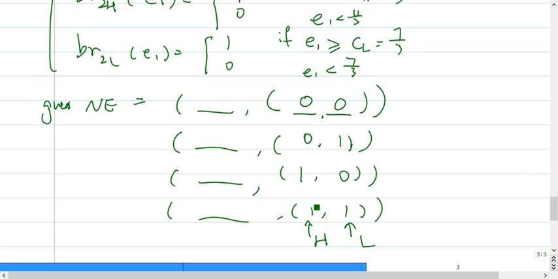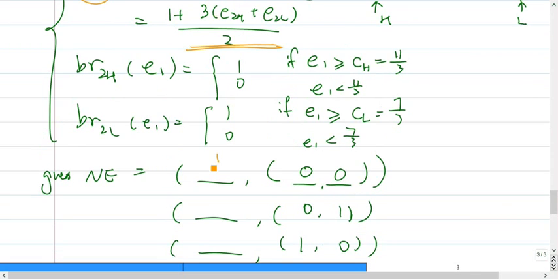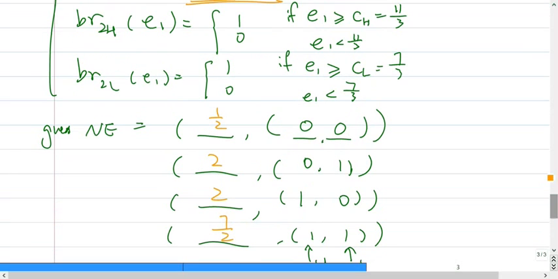So then, given this thing, we can find the best response using this function, right? So we have our function here. We apply this function. I think it's easy to compute all of them. If it's both 0, then it's a half. If one of them is 0, then it's 2. If both are 1, then it's 7 over 2. So now let's check that we now know that these things are best response to this pair. Now we want to check whether each one of them is best response to this half as well.